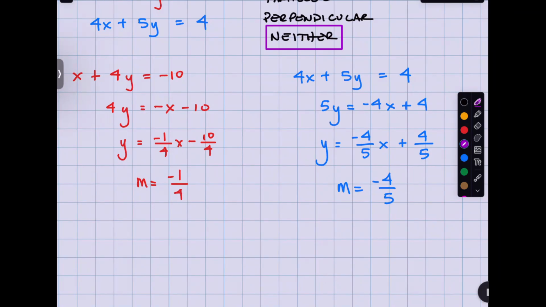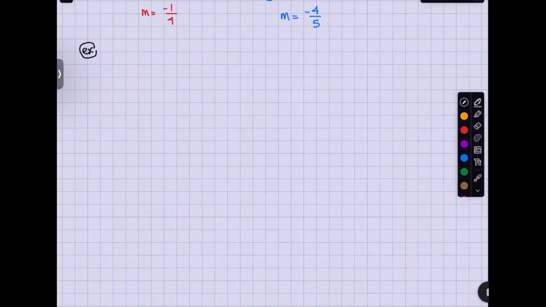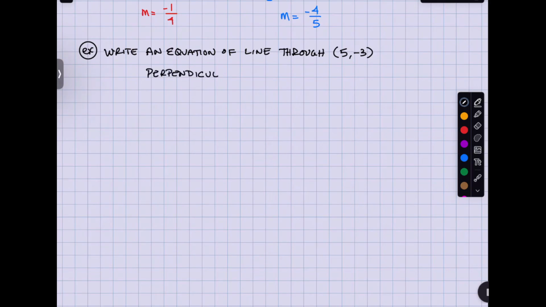What if I say to you, write an equation of a line through (5, -3), and it is going to be perpendicular to x plus 5y equals -5.